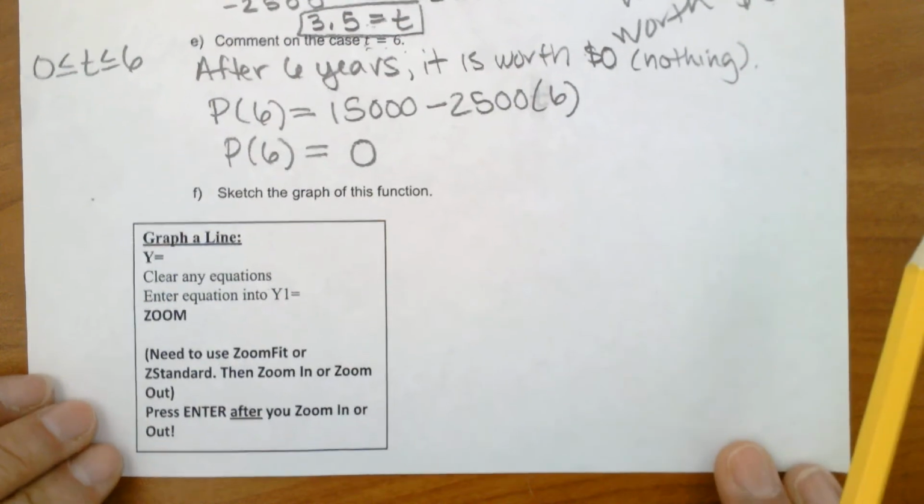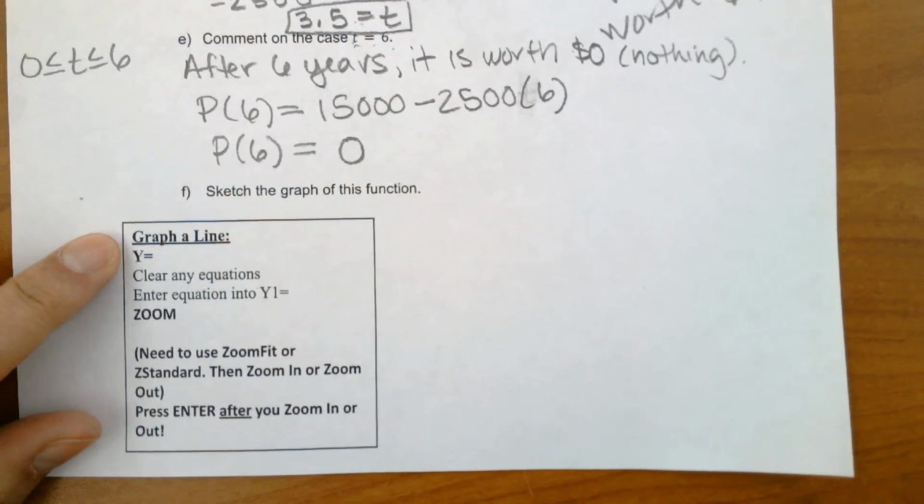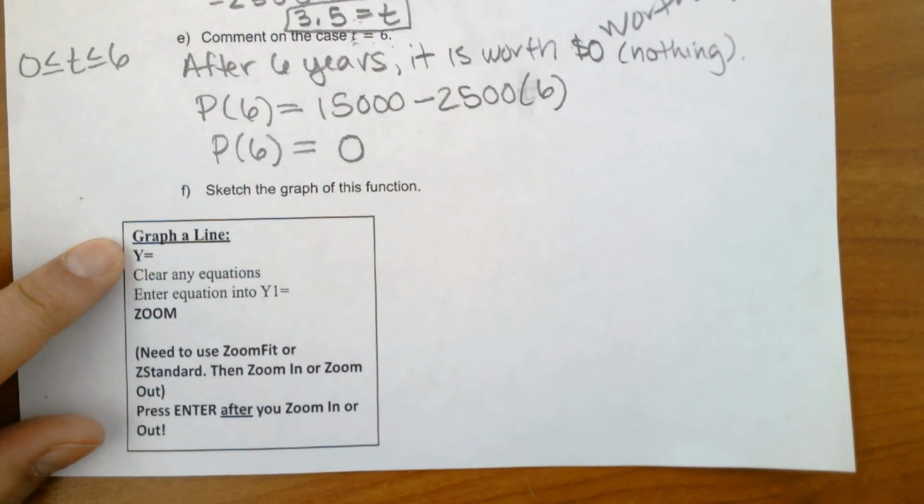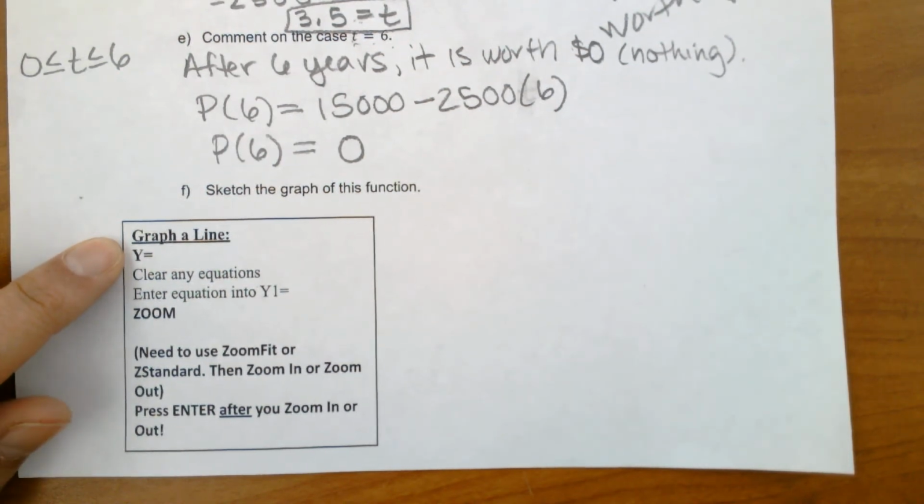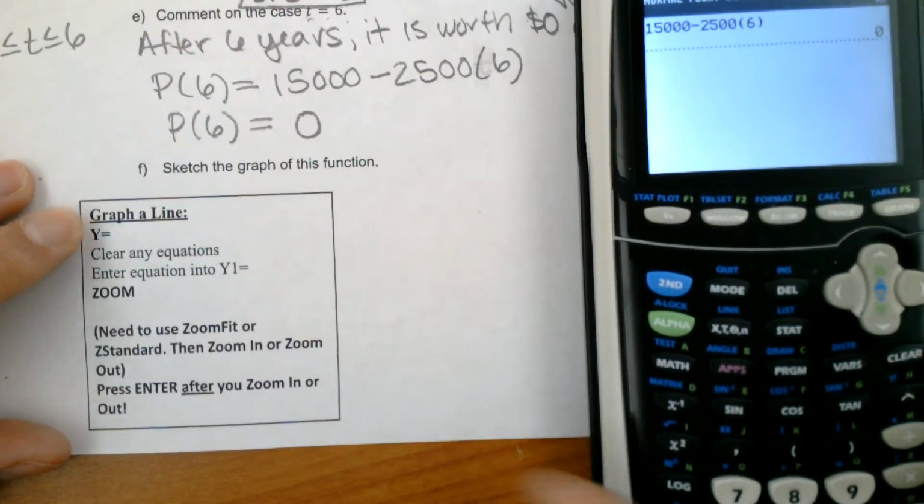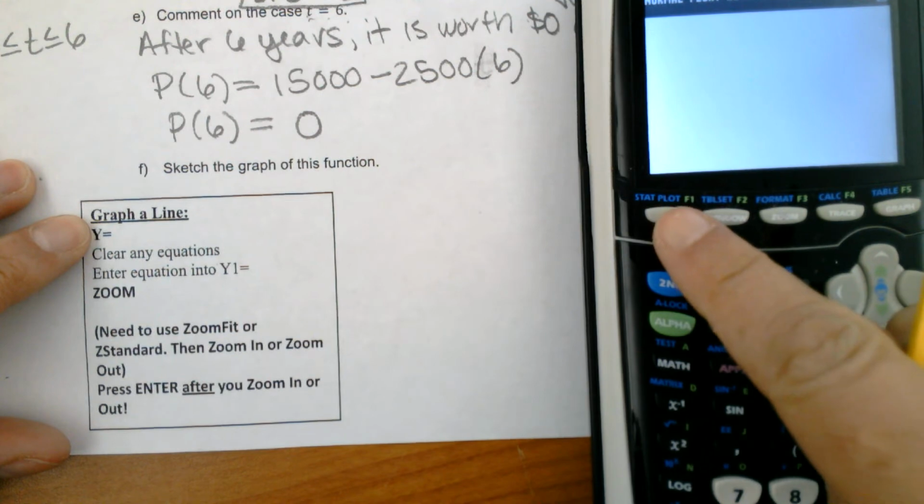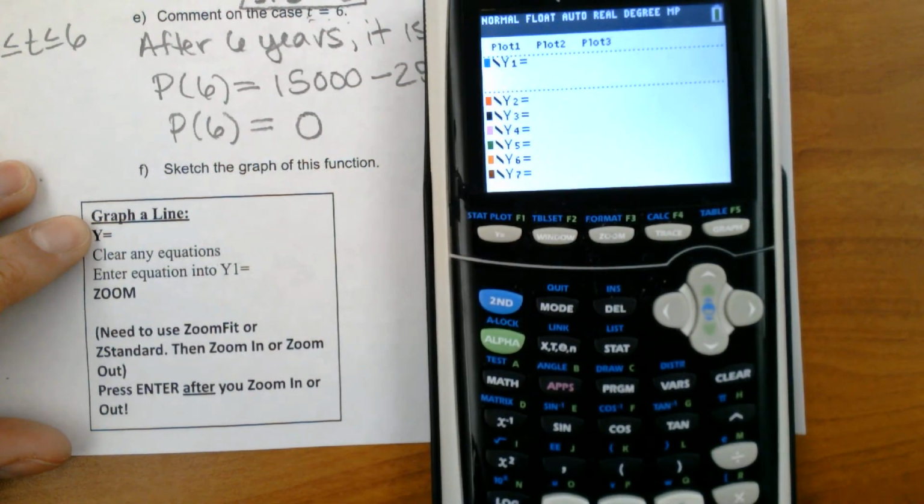Let's sketch this function. So sketch the graph of this function. Here are my directions for graphing a line. I also did this in functions, the definition video, functions and applications and interpretations. If you want to go look at that, it's also on my YouTube. But let's graph this line. So what we're going to do is we're going to press y equals. So y equals is right here. And we can clear out anything that's in there.